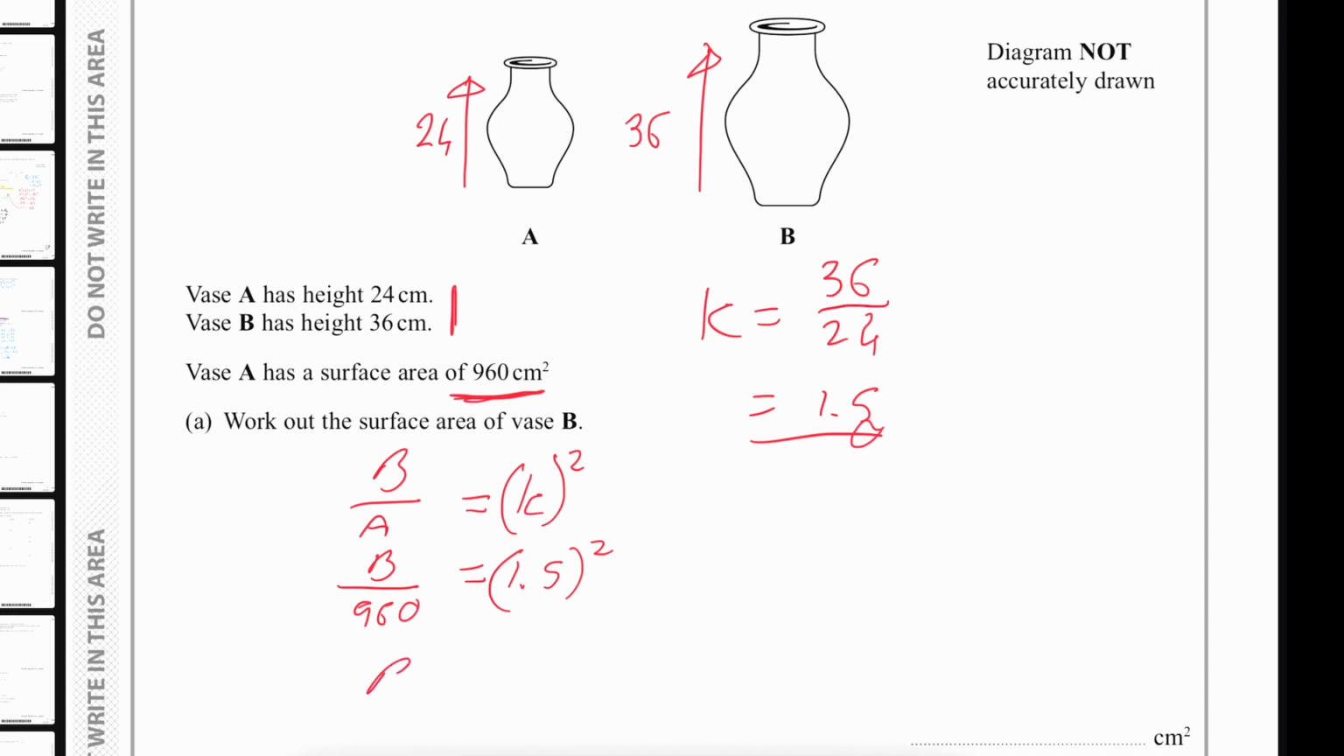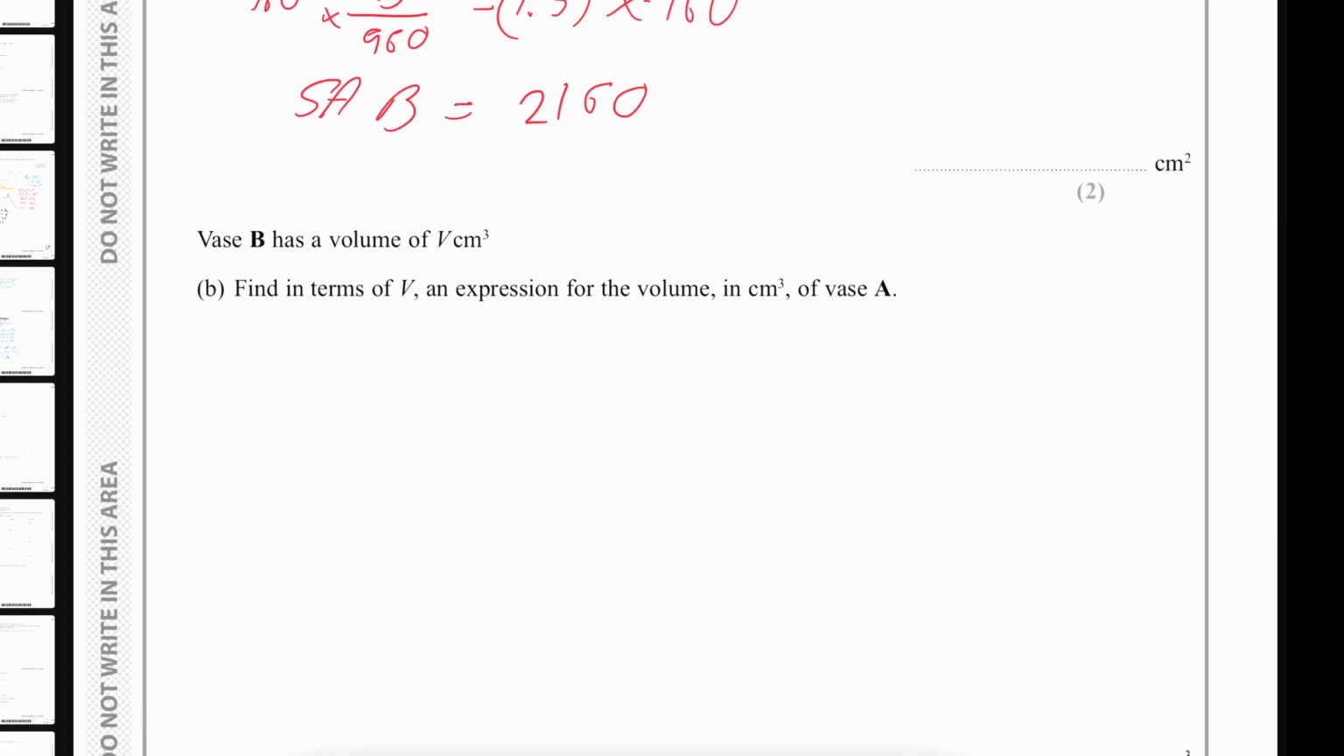So if I want to work out the surface area of B, I'm just going to get rid of this, so times up 960 times 960, because I want B by itself. And doing that, we get 2,160 centimeters squared.